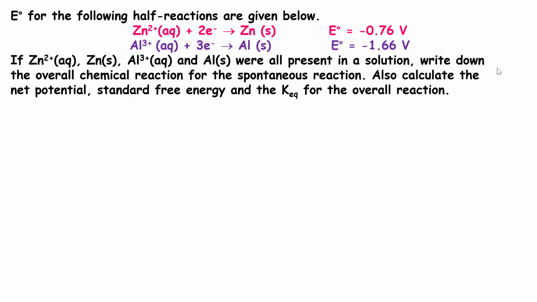Zinc 2 plus plus 2 electrons going to zinc, E naught value is negative 0.76 volts. Aluminum 3 plus aqueous plus 3 electrons going to aluminum solid, E naught is negative 1.66 volts.